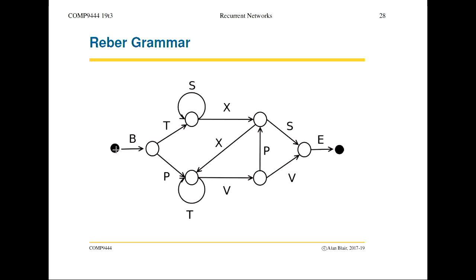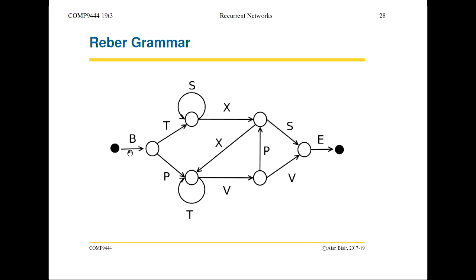The following string might occur: B, T, S, S, X, X, T, V, P, S, E. That's an example. Or you could have B, P, T, T, T, V, V, E. So if you just follow through these states and pick one of the letters with the arrow pointing in the correct direction, you can generate different strings.